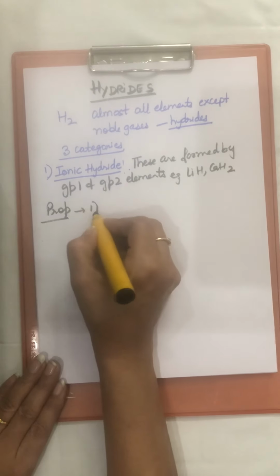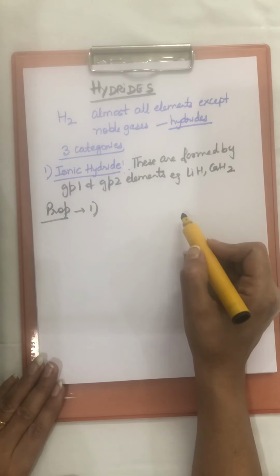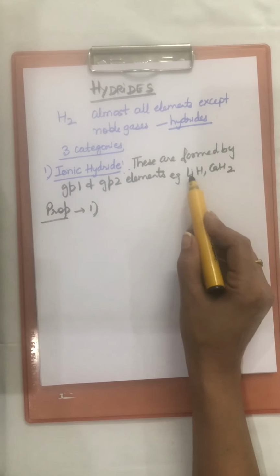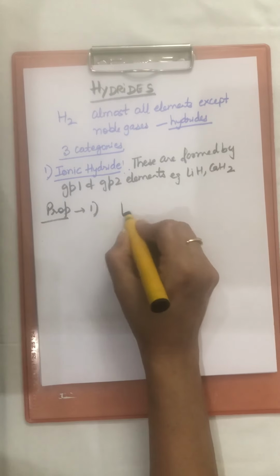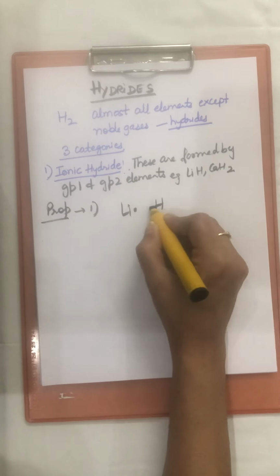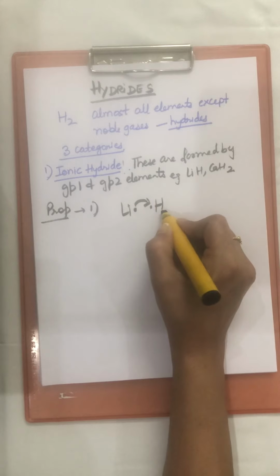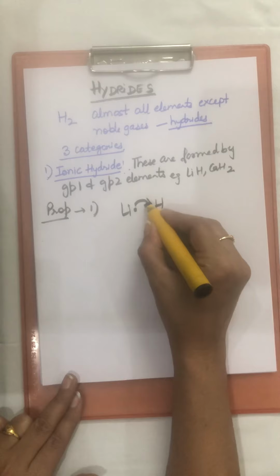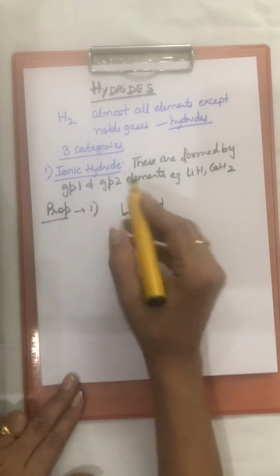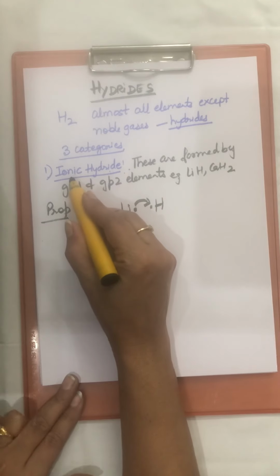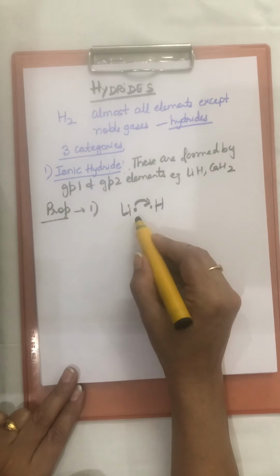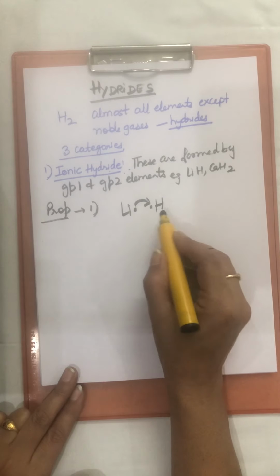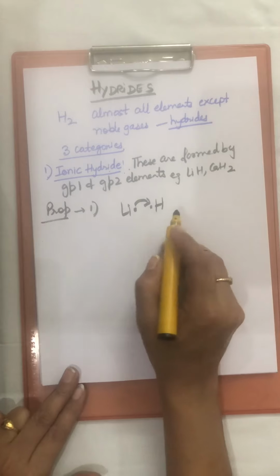First property, these are formed by transfer of electrons from metal to hydrogen. Metal is transferring its electron to the hydrogen. Since the bond between the two is formed by transfer of electron, that bond is an ionic bond. So these hydrides are called ionic hydrides, formed by transfer of electrons from metals to the hydrogen atom.